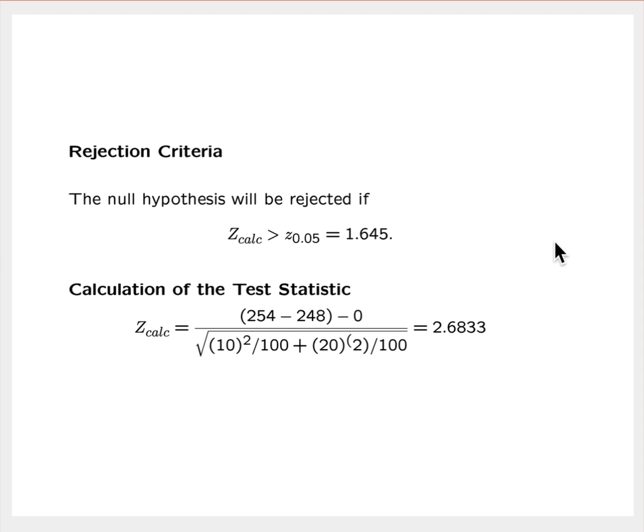And so the rejection rule will be to reject the null hypothesis if our test statistic z-calc is greater than the upper fifth percentage point of the standard normal distribution, which we know is 1.645. So then we use our sample data, the sample summary statistics that we've been given, the two sample means, along with the population standard deviations, and we calculate the value of the test statistic, which we find to be 2.6833.